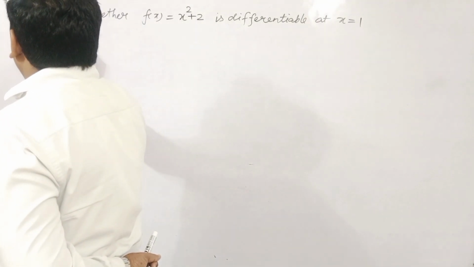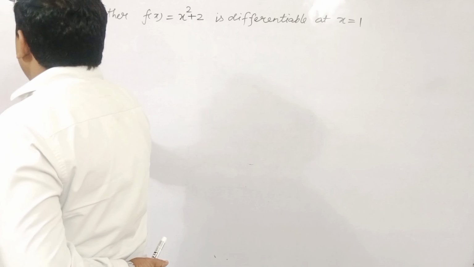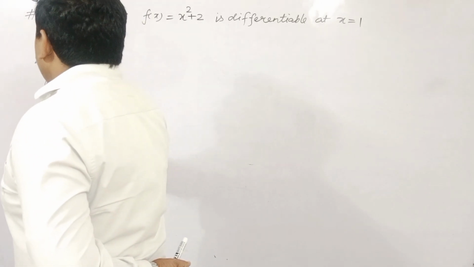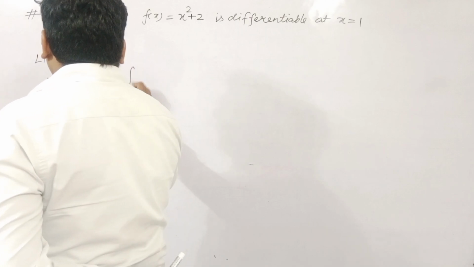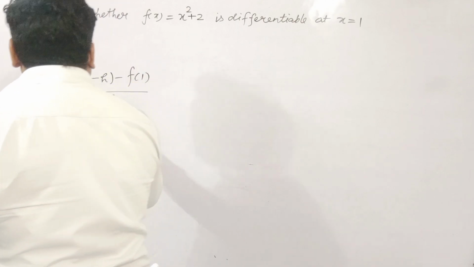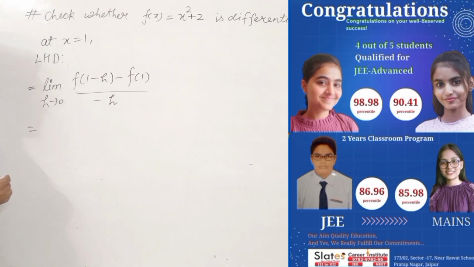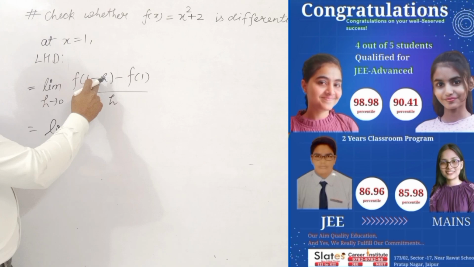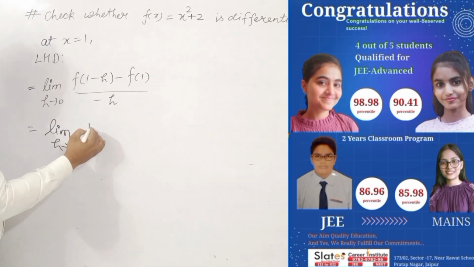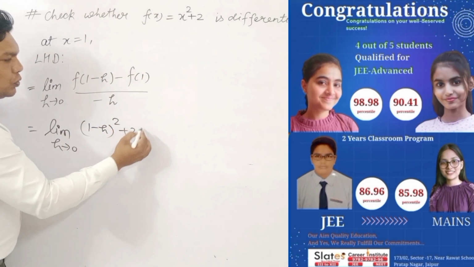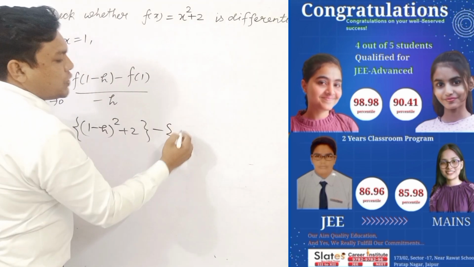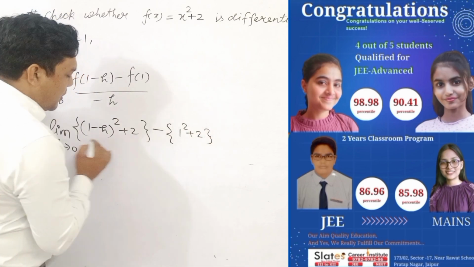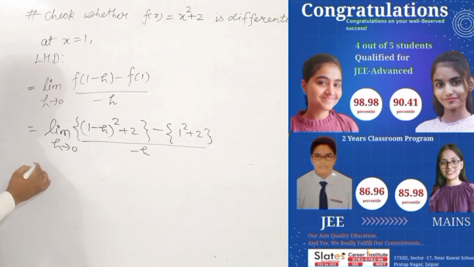At x is equal to 1, we'll find LHD. What will be LHD? Limit h tends to 0, f of 1 minus h minus f of 1 upon minus h. This will be your LHD. Now it is limit h tends to 0, f of 1 minus h. This is f of x. When you calculate 1 minus h, it will be 1 minus h whole square plus 2. F of 1 minus h minus f of 1, which will be 1 square plus 2, upon minus h.